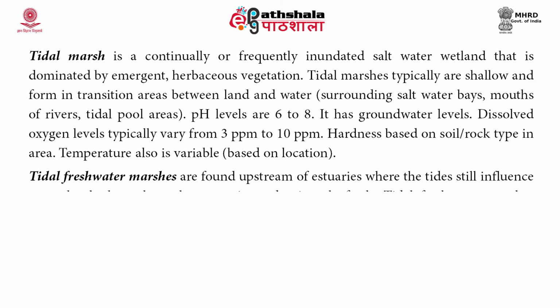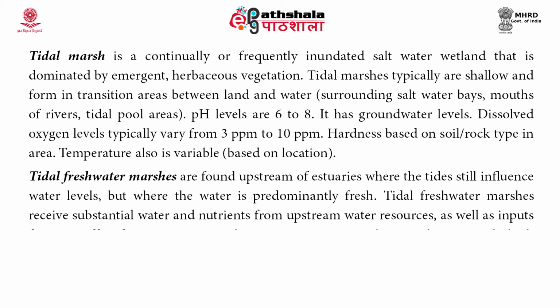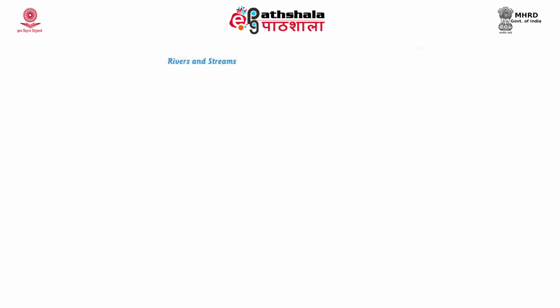Next is the tidal freshwater marshes. They are found in the upstream of estuaries where the tide still influences water level, but where the water is predominantly fresh. Tidal freshwater marshes receive substantial water and nutrients from upstream water resources as well as input from runoff and precipitation. High nutrient inputs contribute to the extremely high primary productivity and biodiversity of this system.